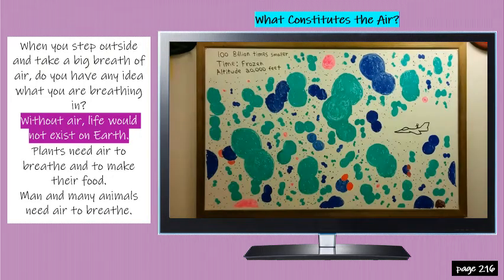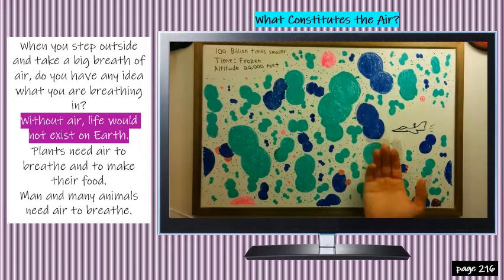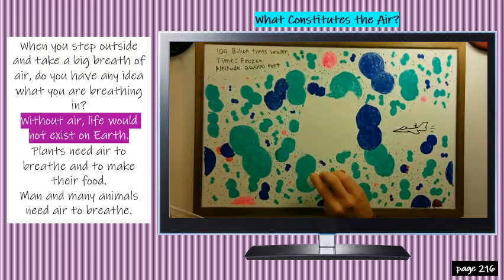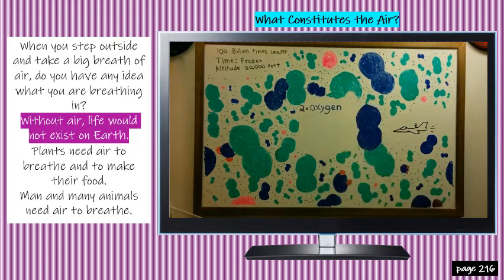Moving on, let's do some blue. Even though it's so important, it makes up only 20% of air. As you probably guessed, this is oxygen, two of them, so it makes O2.